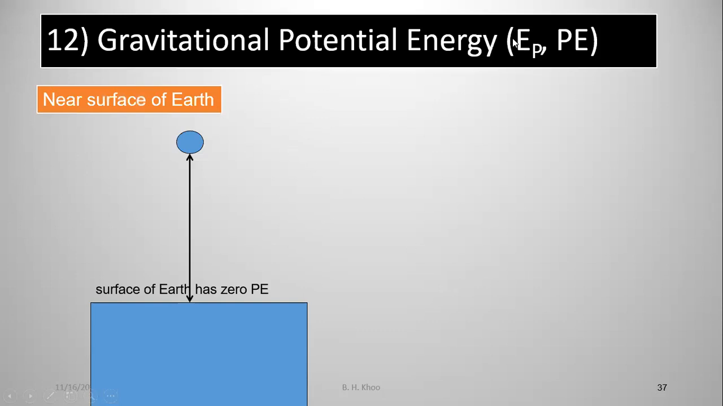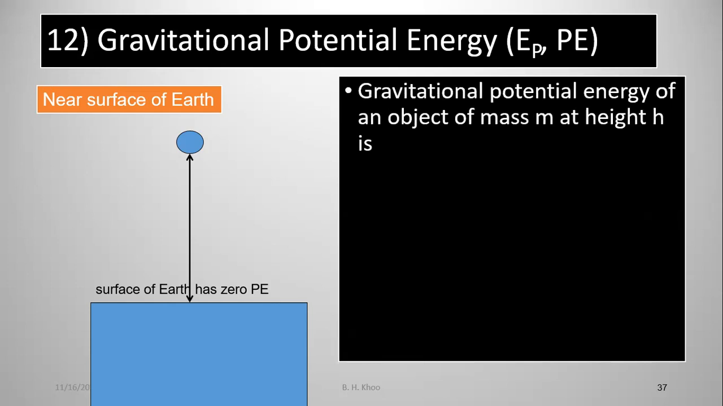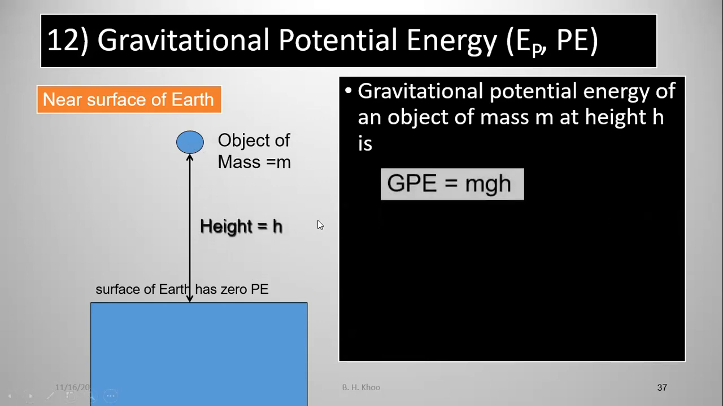Gravitational potential energy, EP or PE. Remember, the key is near the Earth's surface. Near the Earth's surface is about 1,000 meters above the surface. We will see this later when you study, I think, topic 6 under gravitation, where g will change after that. The value of acceleration due to gravity varies with distance. Gravitational potential energy of an object of mass m at a height h is given by mgh.